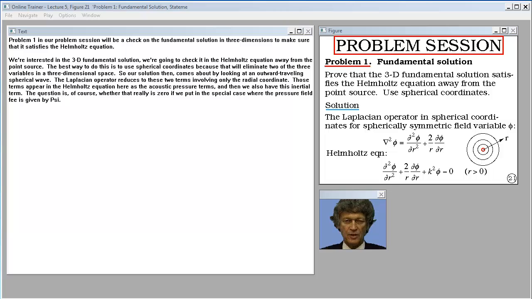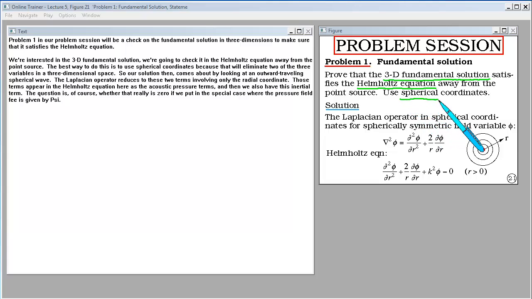Problem 1 in our problem session will be a check on the fundamental solution in 3 dimensions to make sure that it satisfies the Helmholtz equation. We're interested in the 3D fundamental solution. We're going to check it in the Helmholtz equation away from the point source. The best way to do this is to use spherical coordinates, because that will eliminate 2 of the 3 variables in a 3-dimensional space. So our solution comes about by looking at an outward traveling spherical wave.